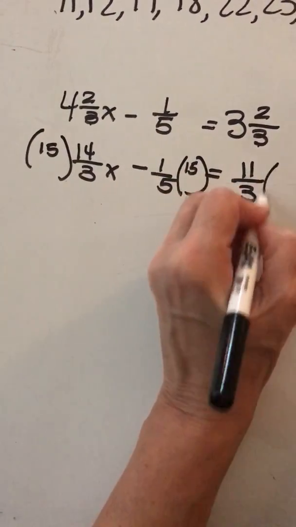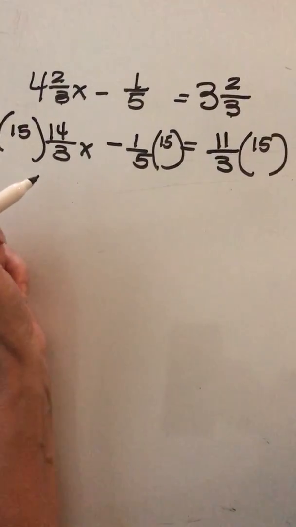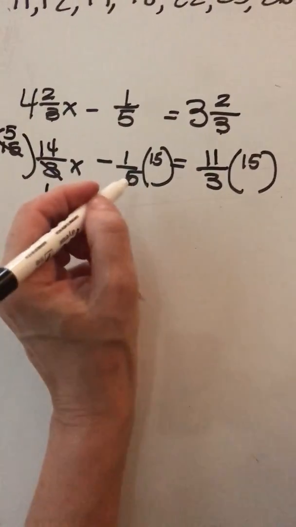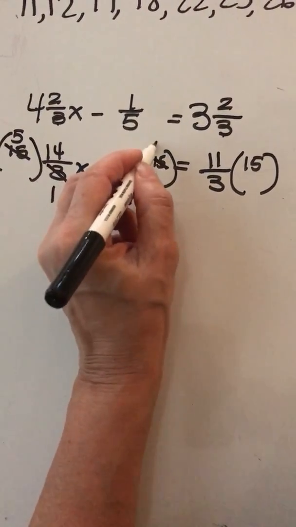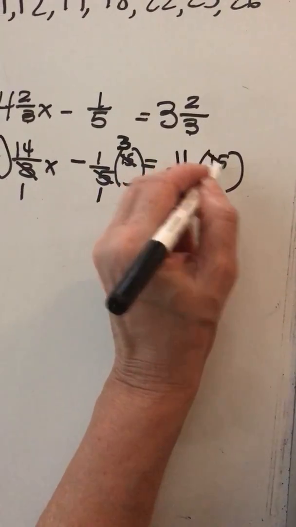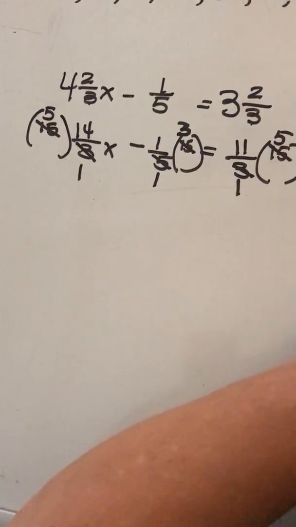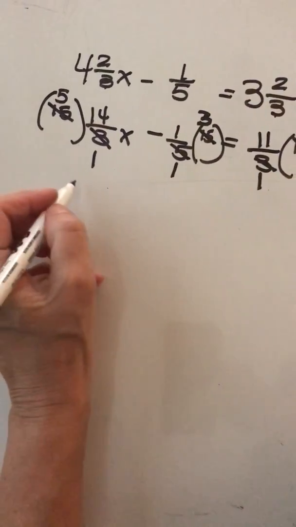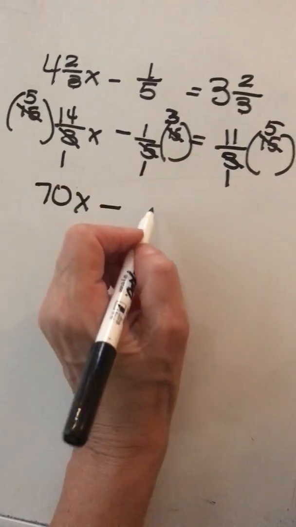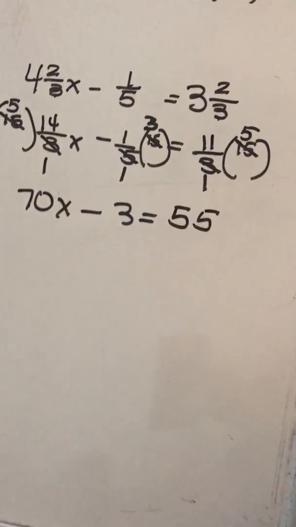I multiply every term by 15. Before I multiply, I simplify. 3 goes into 3 once, into 15, 5 times. 5 goes into 5 once, into 15, 3 times. 3 goes into 3 once, into 15, 5 times. All right. 5 times 14 is 70. So I have 70x minus 3 times 1 is 3 equals 5 times 11, 55.